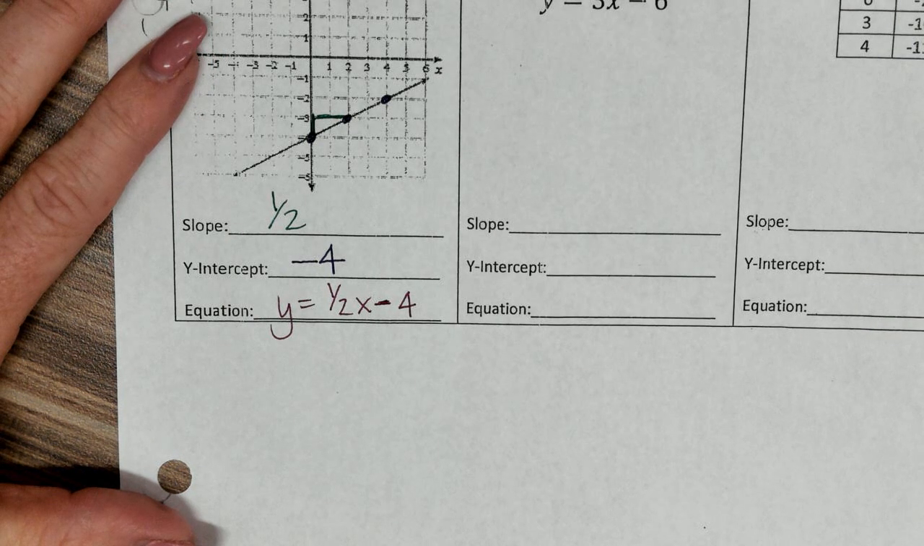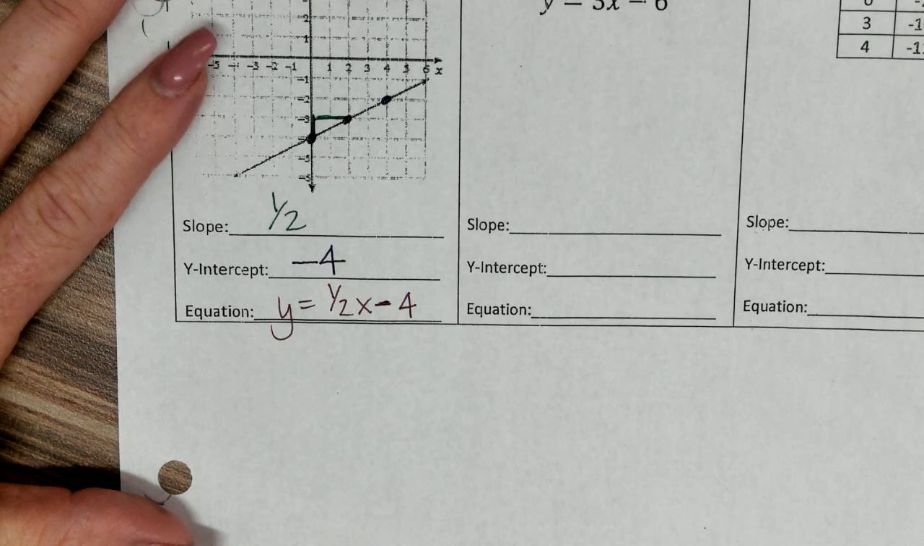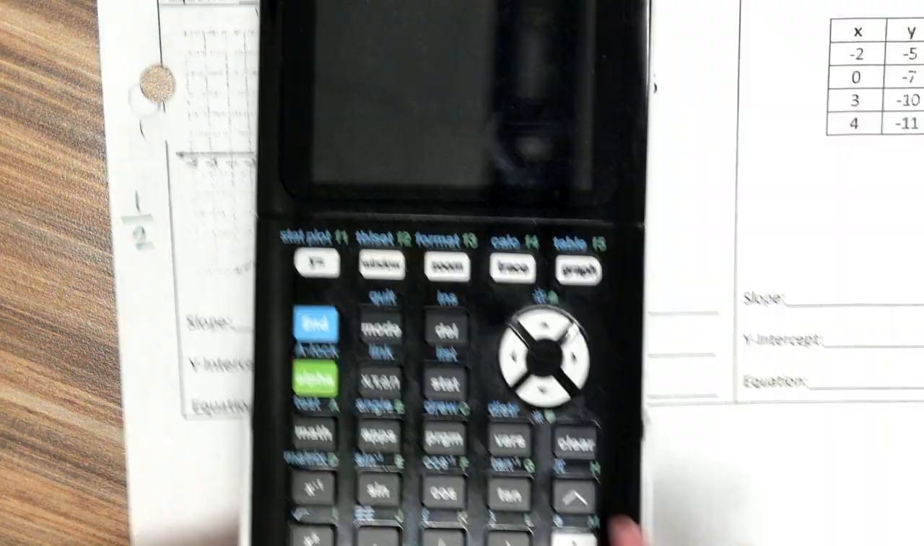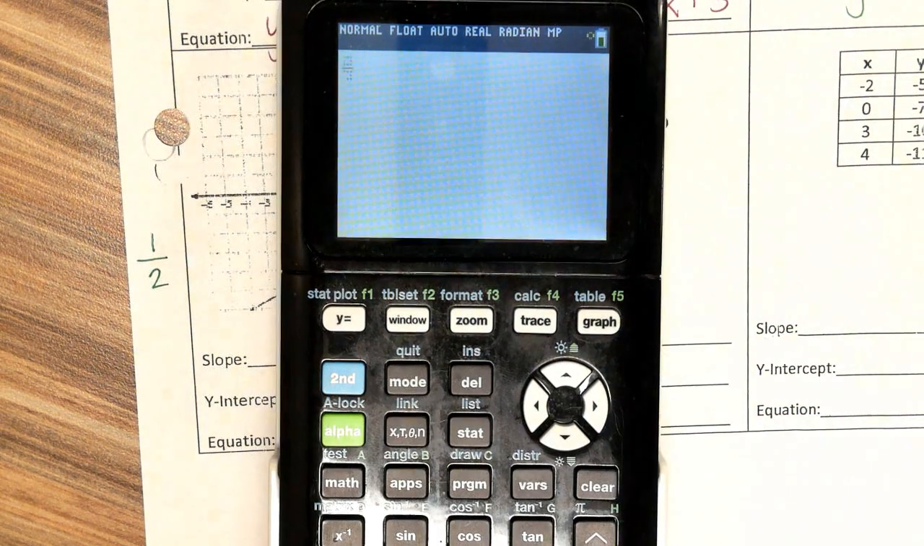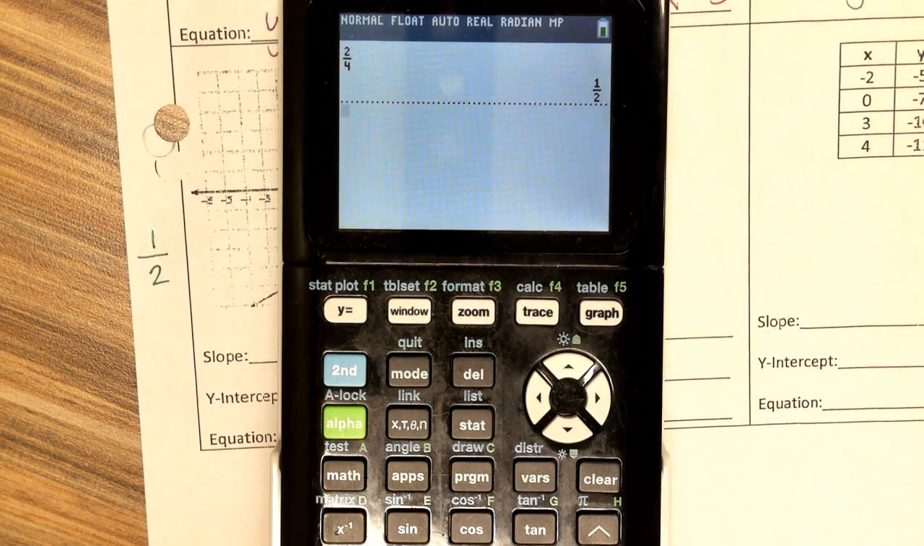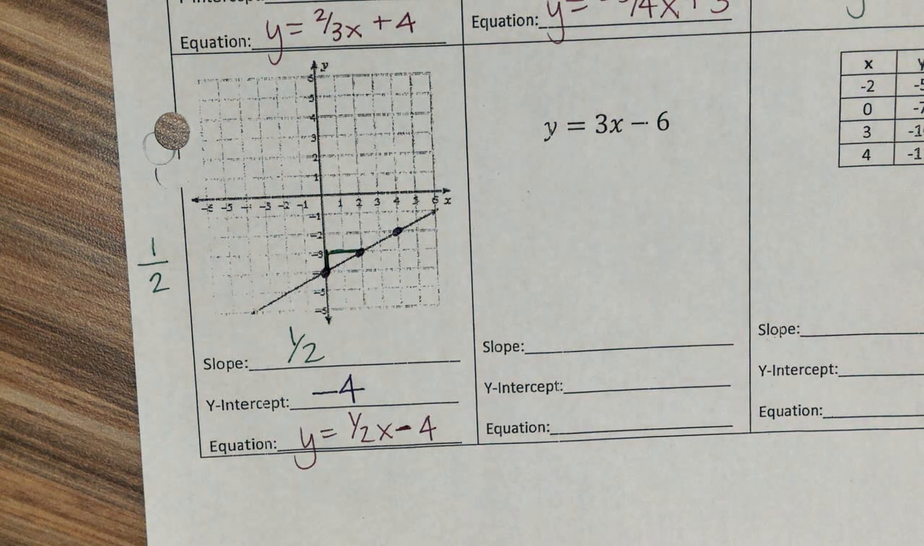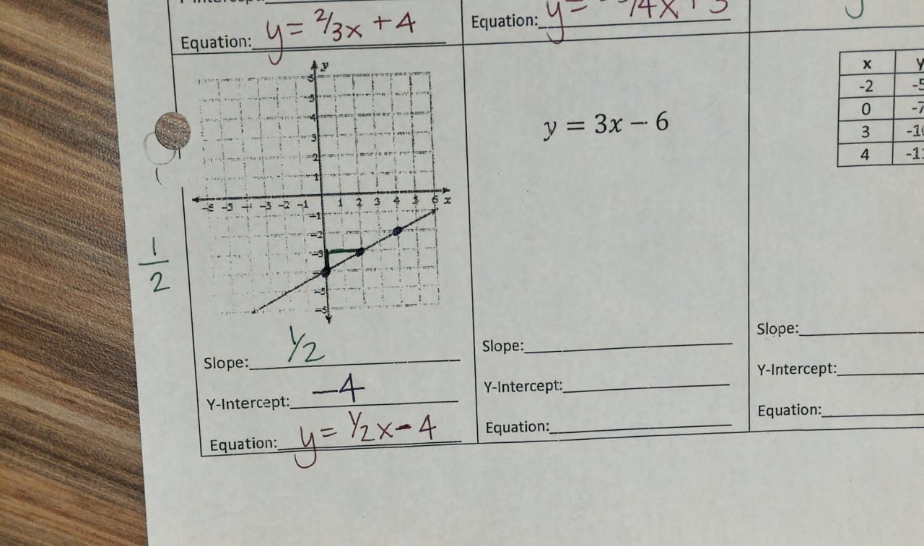If you put 2/4, it's the same answer, but it is not simplified. So look, if you put 2/4 in your calculator, watch what happens. It becomes 1/2, so you must simplify it. It is correct, it's just not simplified. So simplify it. Always simplify it.